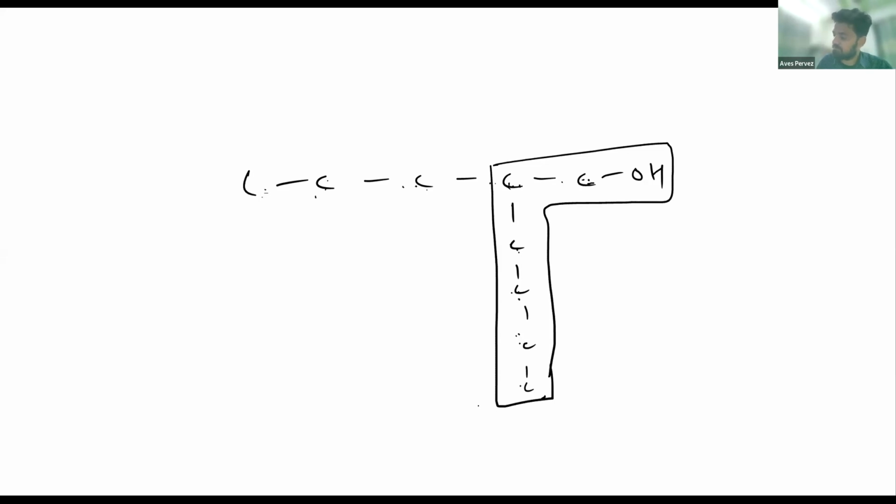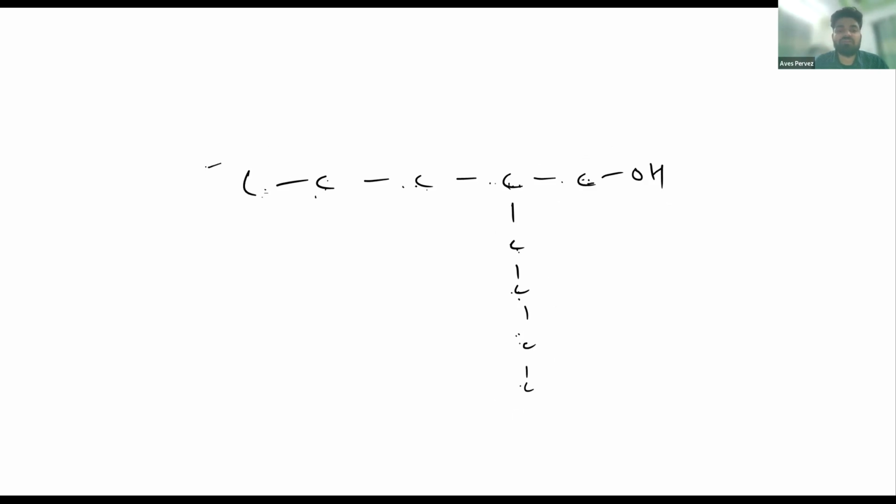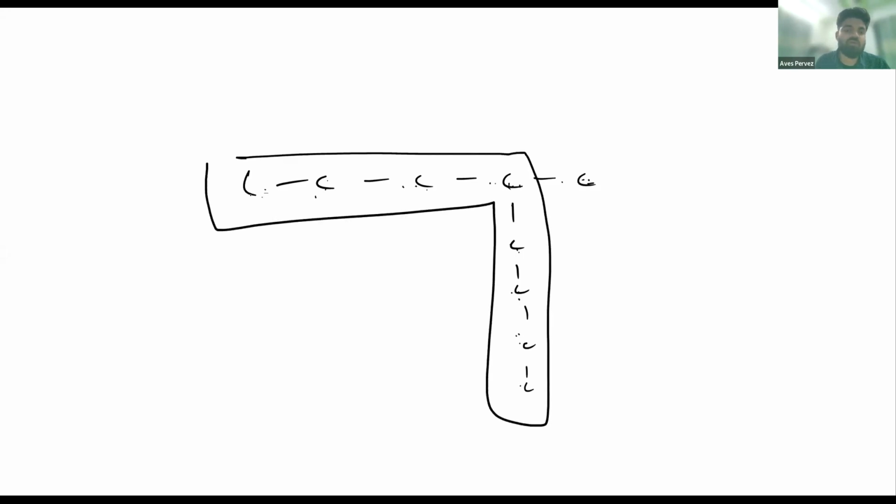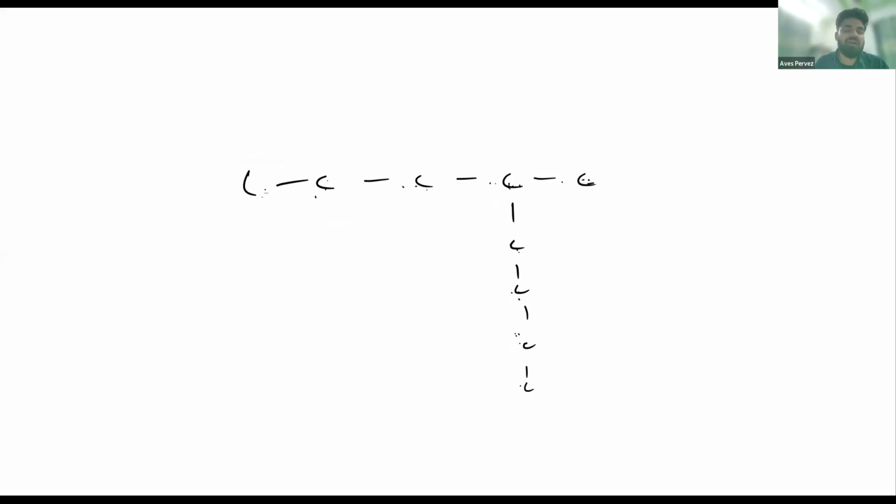Can you explain it again? Yes, I can explain. If a functional group is there, you have to select the longest carbon chain. The first rule is select the longest carbon chain, including the functional group. If there is no functional group, imagine there is only the carbon, then you will select the longest carbon chain this way, 1, 2, 3, 4, 5, 6, 7, 8. You can select the 8 carbon longest carbon chain.